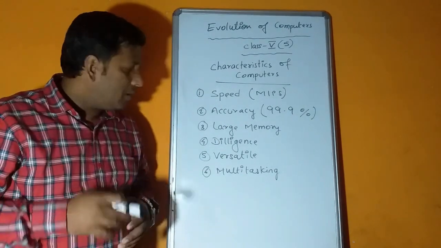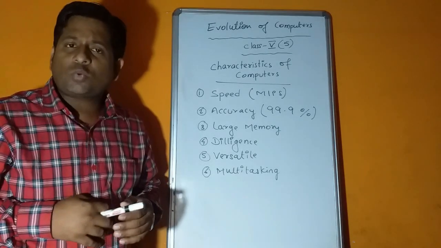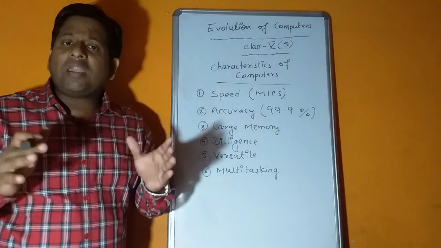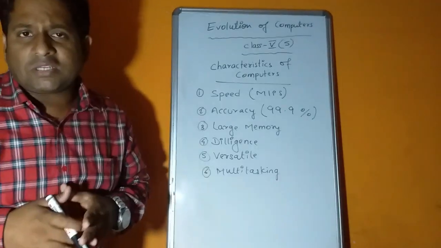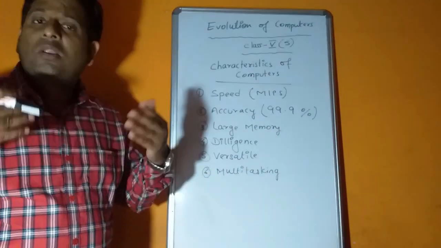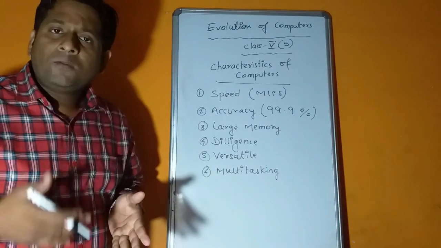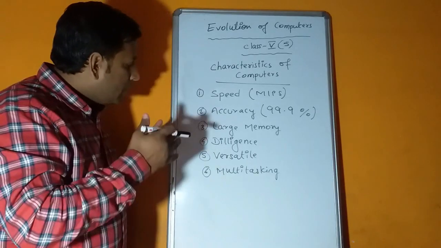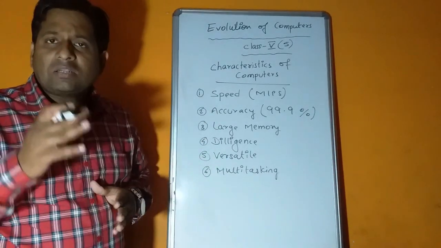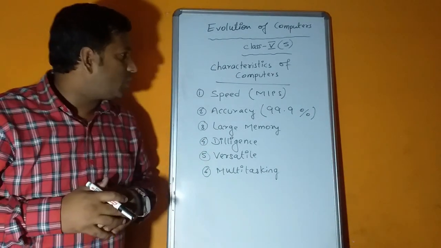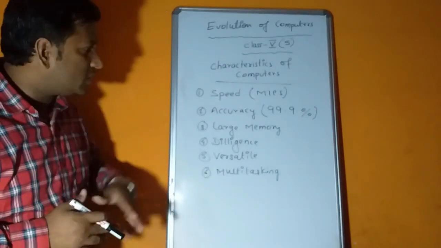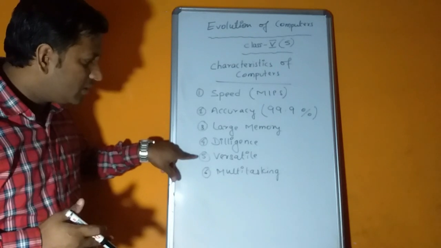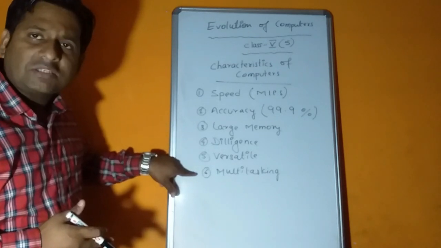And the sixth one is multitasking. Sixth one is what? Multitasking. So multitasking means many works can be done simultaneously. Multi means many, and task means work. So many works can be done simultaneously. So this is the sixth point, that is known as multitasking. So children, what did you understand? What are the characteristics of a computer? Speed, accuracy, large memory, diligence, versatile, and multitasking.